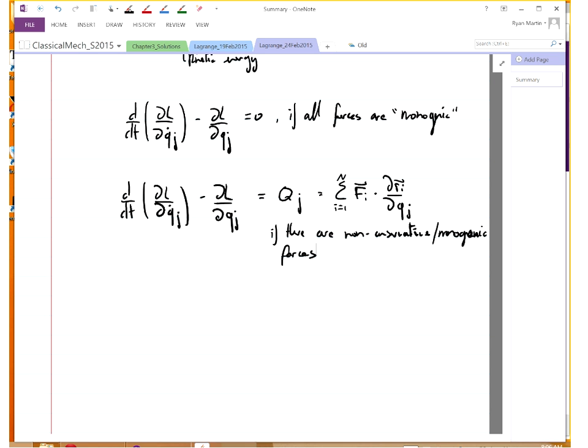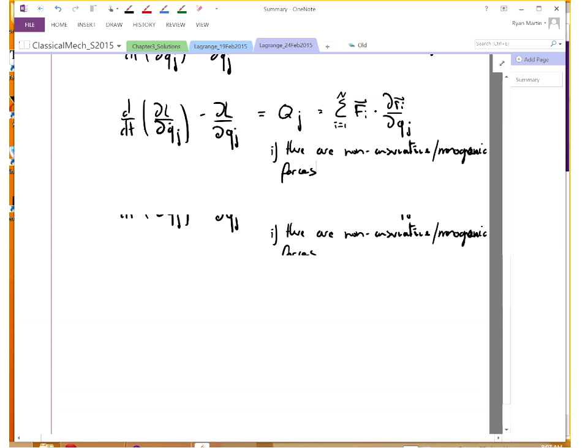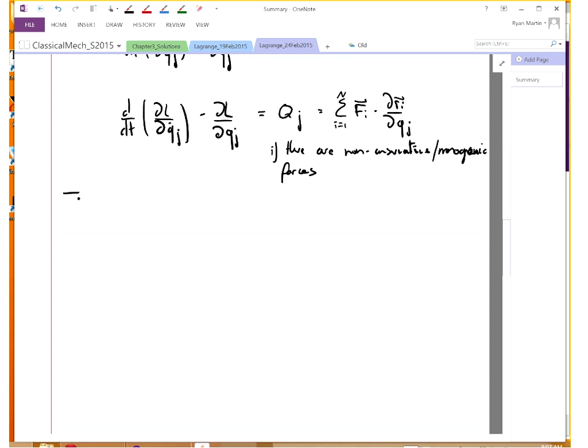Okay, so today we're going to keep exploring this Lagrangian and do more examples of applying it to physical situations. And that's what we'll do again on Thursday. Any questions about this? So that'll be the end of the summary.